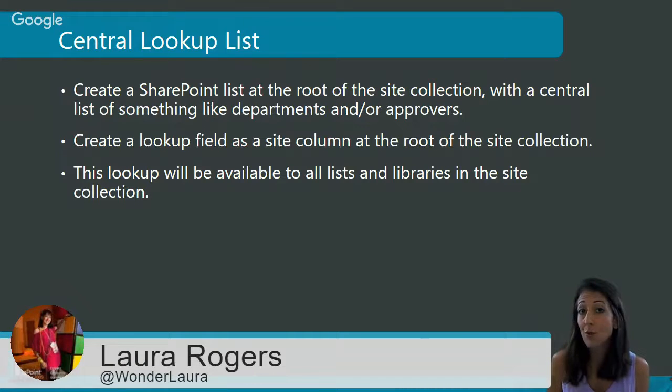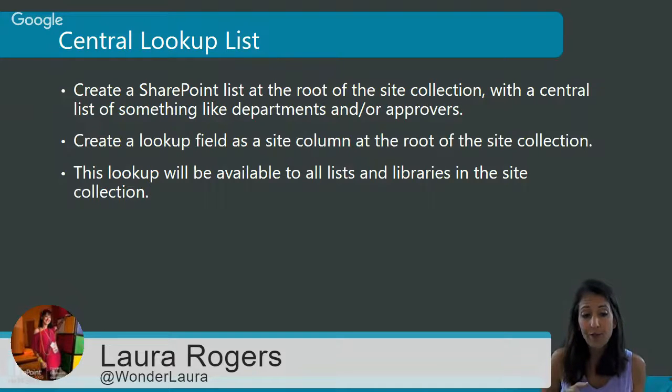Now, of course, when we're talking about stuff like this, we're also going to be comparing this to other column types. But this is something that I see as really common, the need for a central lookup list. Now, the example that I'm going to show you can really only be done within a site collection. Even if you have... I've tried doing this with a content type hub before, and it didn't work like you'd expect.